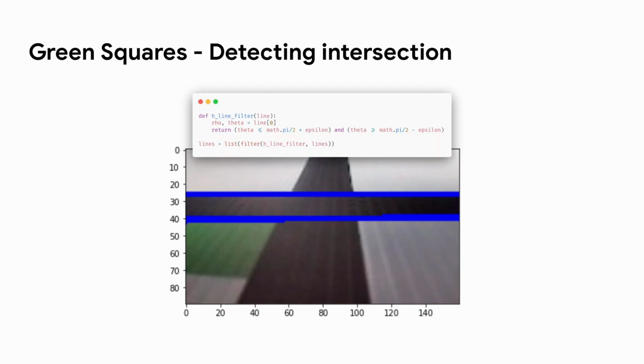We then filter this list of lines, only allowing lines with a theta value in some region of pi over 2, since a 90 degree theta value corresponds to a horizontal line. This region was then tuned to ensure that junctions were detected even with the oscillations of the robot. If there are lines matching this criteria, then we know that we are at an intersection.